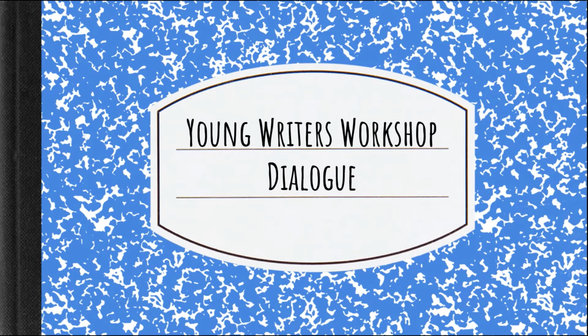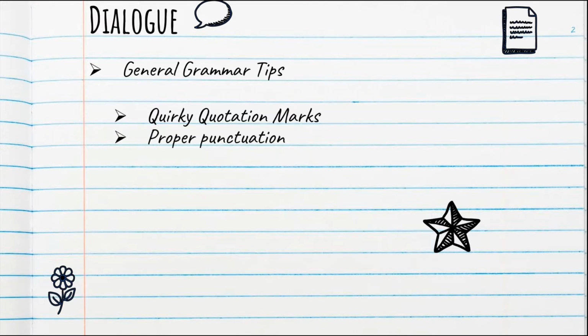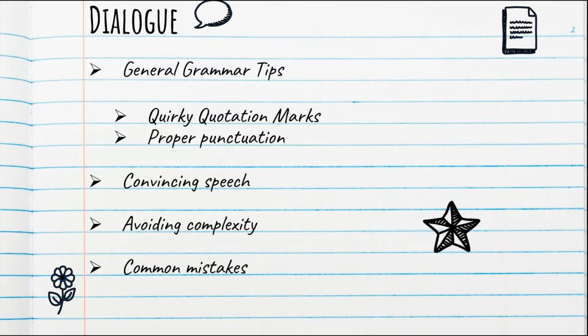Today, we're going to be talking about dialogue, the conversations that your characters have in your story. We're going to talk about our general grammar tips, and there's a lot of them, so buckle up for that one. We're going to talk about the quirky quotation marks, when to use them, how to use them, proper punctuation, and this is a big one because there's a lot that goes into it, convincing speech, avoiding complexity, and go over some common mistakes. All right, there's a lot to get into, so let's get started.